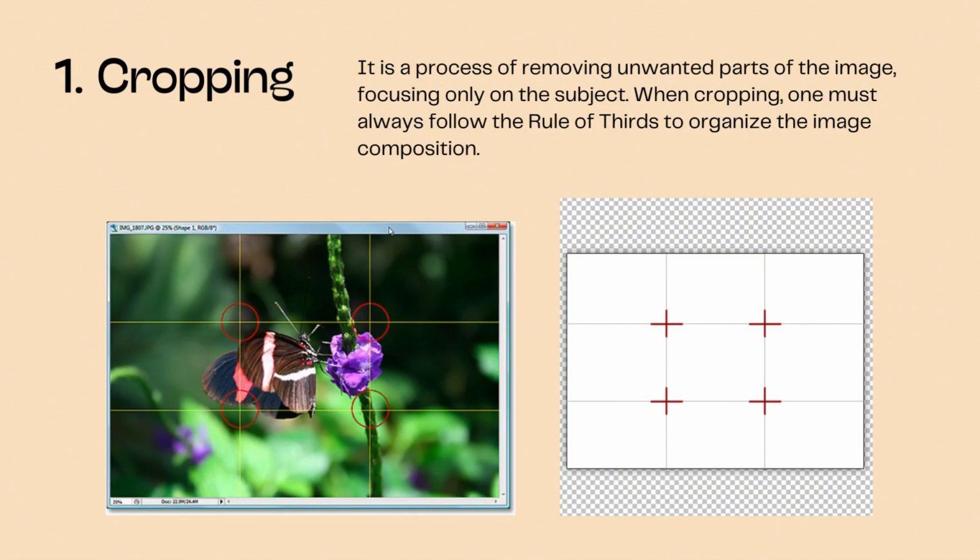The rule of thirds is a principle used in photography and design that divides an image into 9 equal parts using two equally spaced horizontal lines and two equally spaced vertical lines. The 4 points where these lines intersect are considered key points of interest.